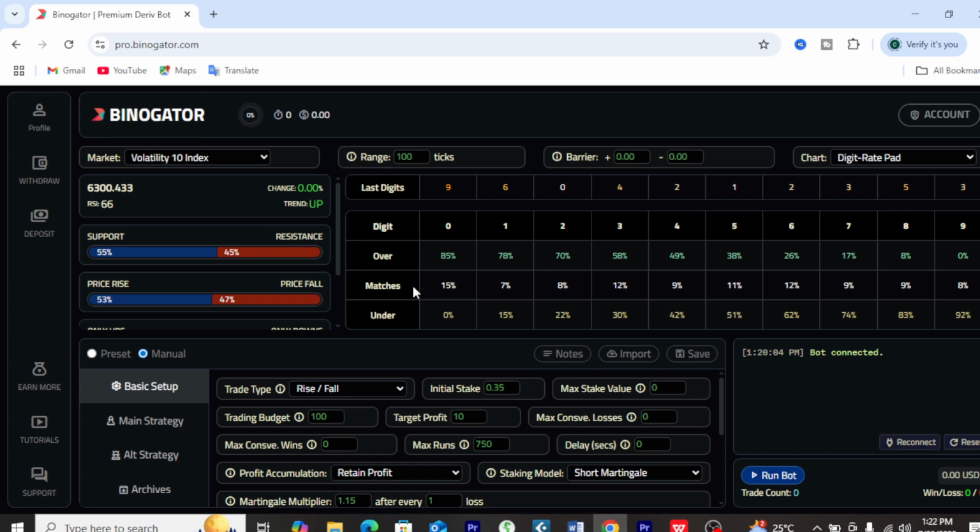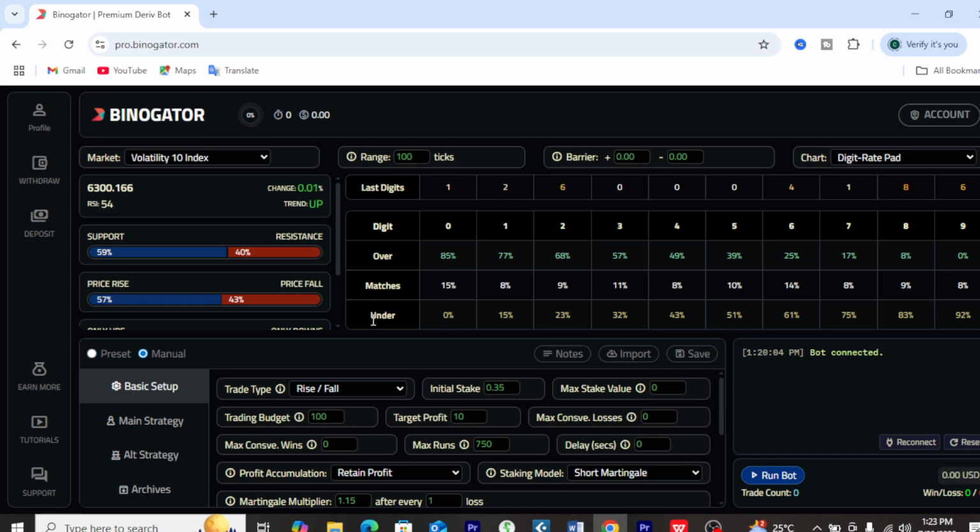For matches, we are saying the percentage that the digit is going to match the last digit here. For example, we are using 0 for an example. So this last digit now, let's say that the percentage that we are going to have 0 as the last digit is 15%. That's what this matches means.